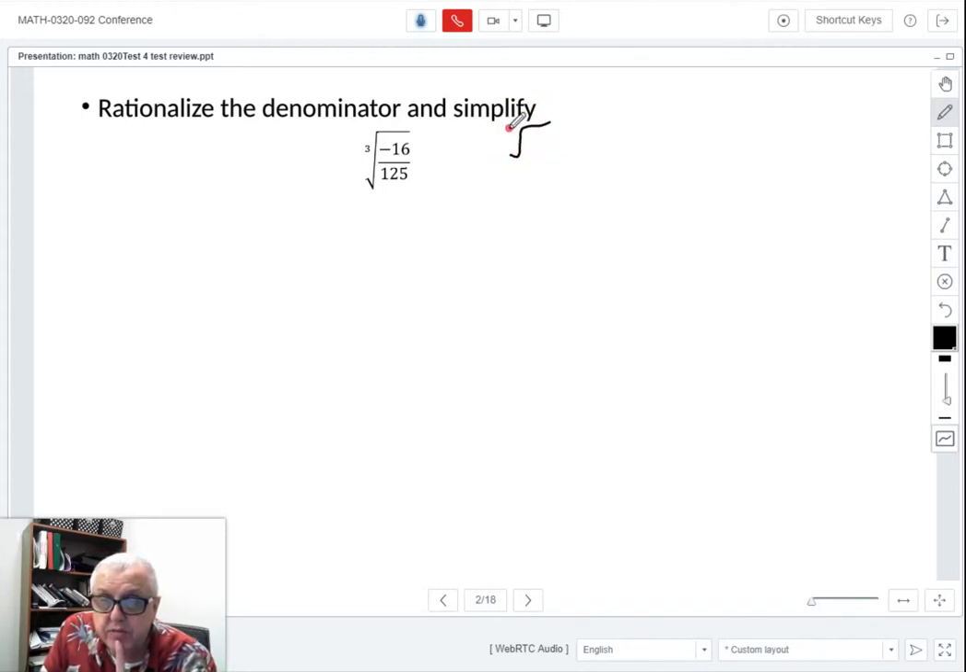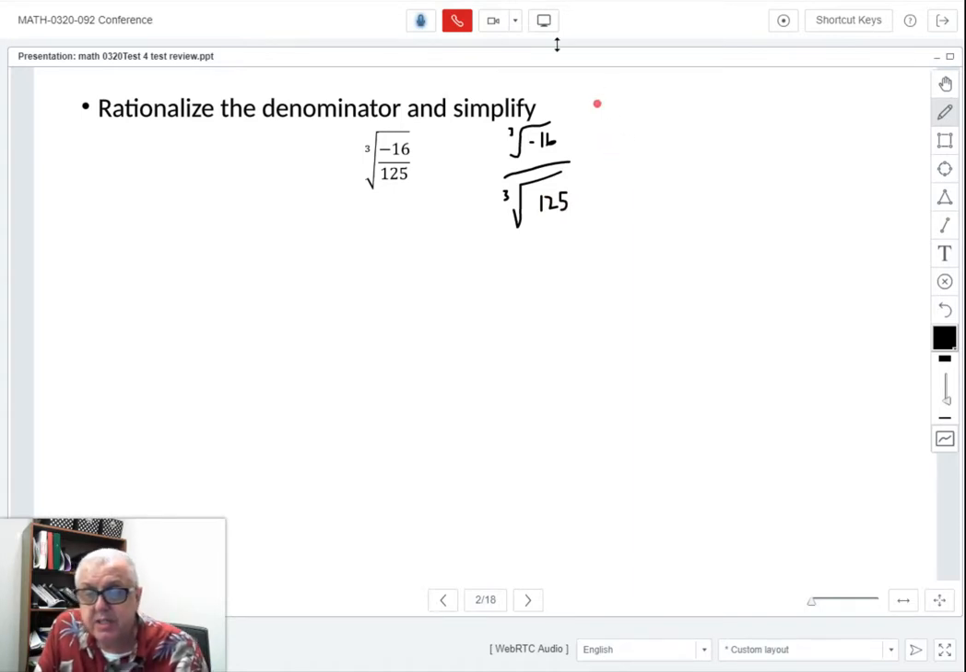If I have a third root of a fraction, I can have the third root of negative 16 divided by the third root of 125. So you can actually break radicals that are multiplying or dividing apart, or you can bring them back together. The third root of 125, if you look at 125, 125 is 5 times 5 times 5. So the third root of 125 equals 5.